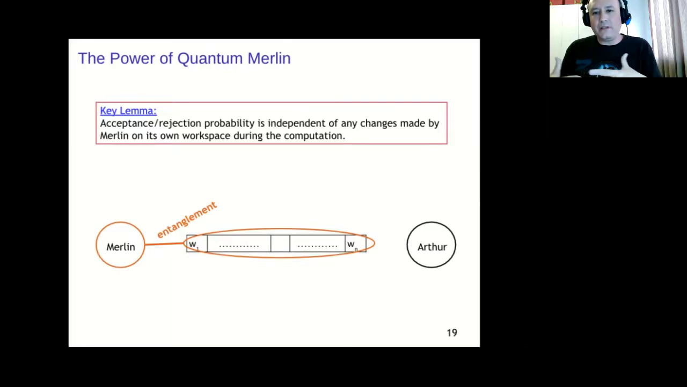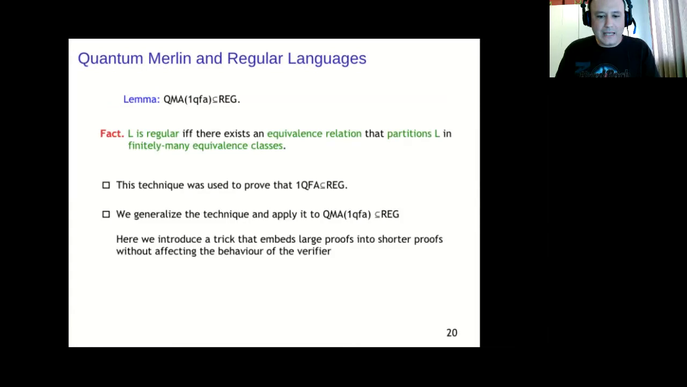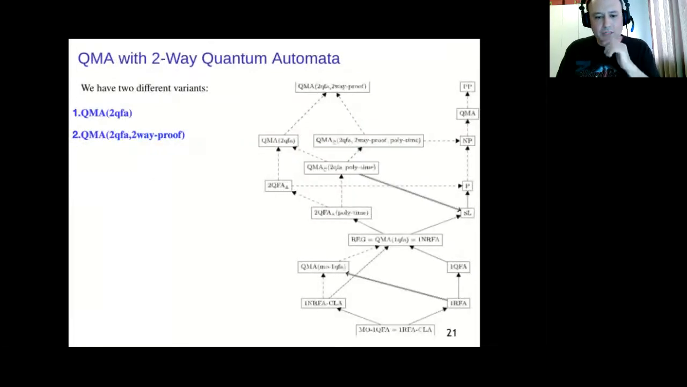To show the equality with the class of the deterministic finite state automata, we have Arthur, which is a 1QFA, just a one-way quantum finite automaton, and Merlin has access to the proof tape. But Merlin has its own workspace, so Merlin can create some entanglement between its inner state, its own workspace, and the proof tape. When Arthur starts reading from the proof tape, Merlin can use the entanglement to its advantage to try to trick Arthur. But we show that this cannot happen. And here is some other more technical stuff that I want to skip.